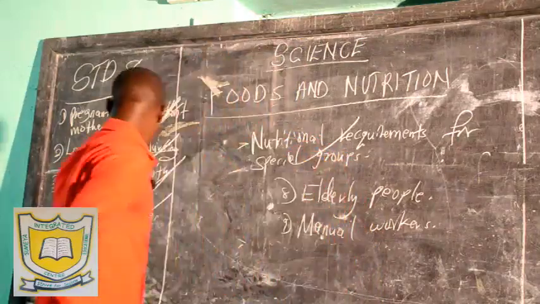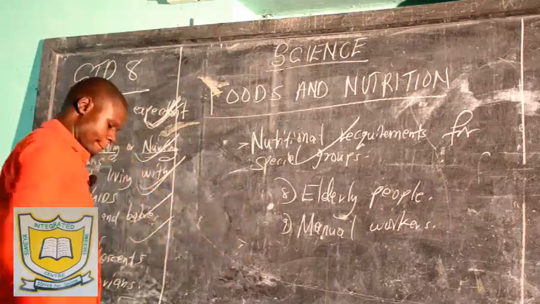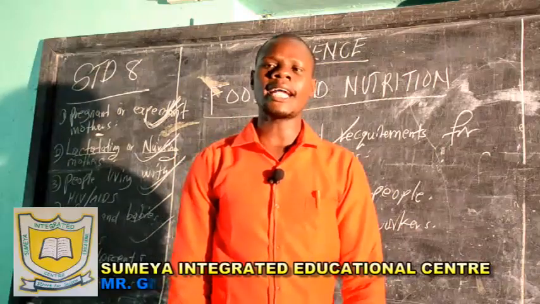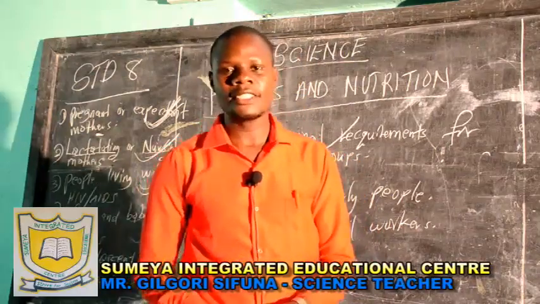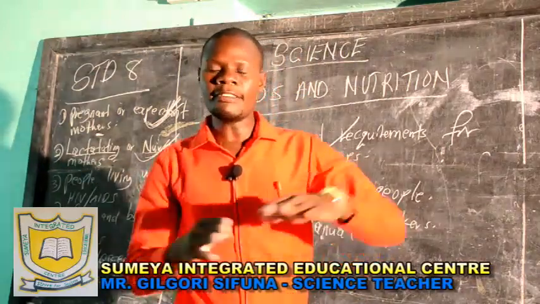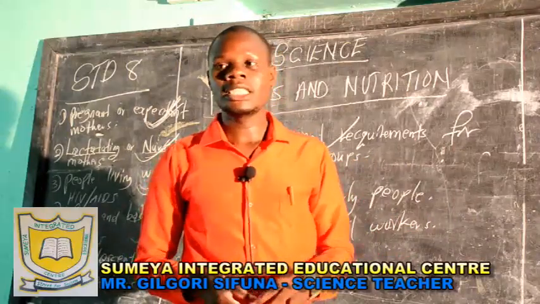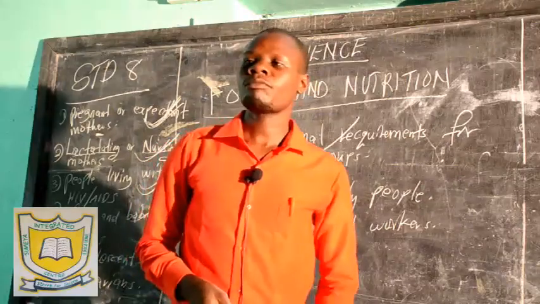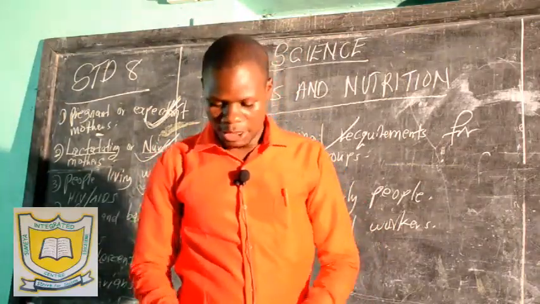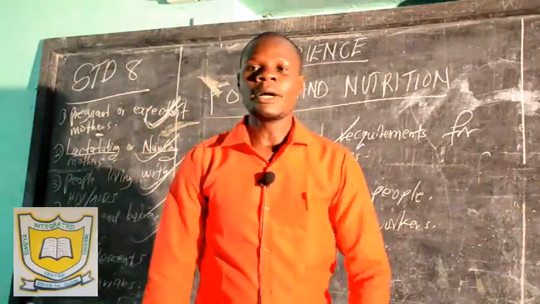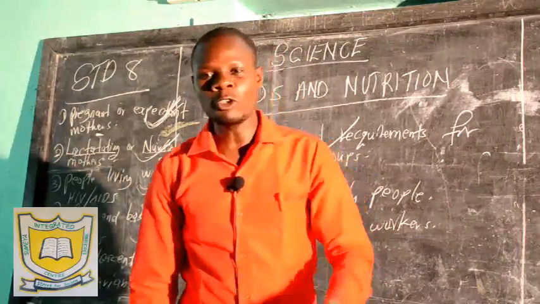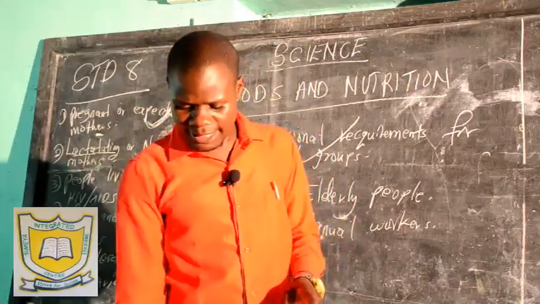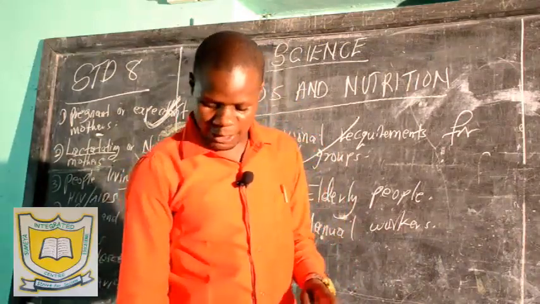And then we have invalids. Who are these invalids? Invalids are people that are living with an ailment. People having several diseases. You might be diabetic, for example, you might be having typhoid, you might be having cholera, dysentery, different diseases. So if you are living with such diseases, then we say you are special.